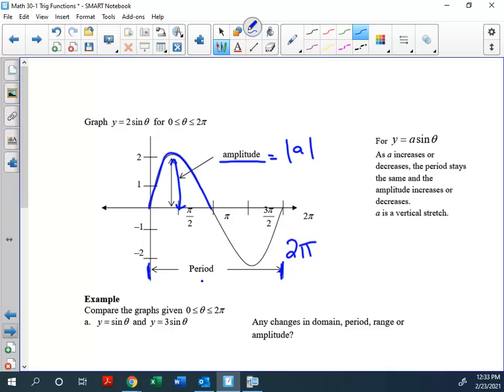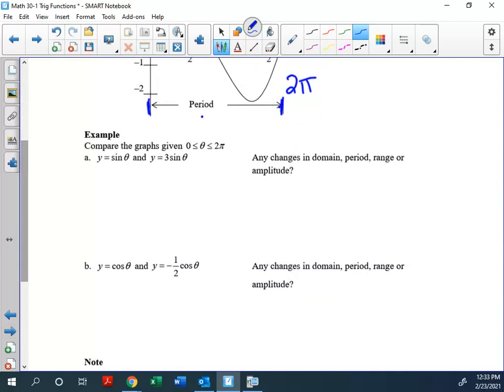So, based on our knowledge of transformations, we can answer these questions. Compare the graphs given a domain between 0 and 2 pi. The graph y is equal to sine theta and y is equal to 3 sine theta. What is the 3 going to do? It's a vertical stretch. So is it going to change the domain of the graph if we're affecting it vertically? So I like to just say there's no change there.